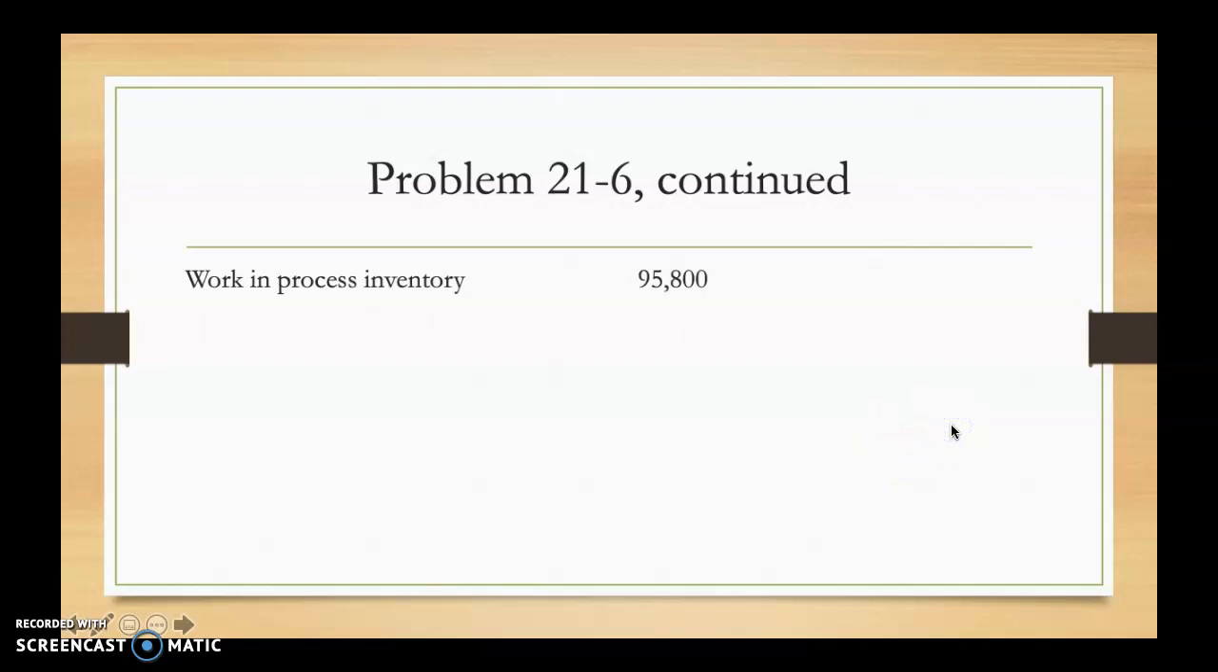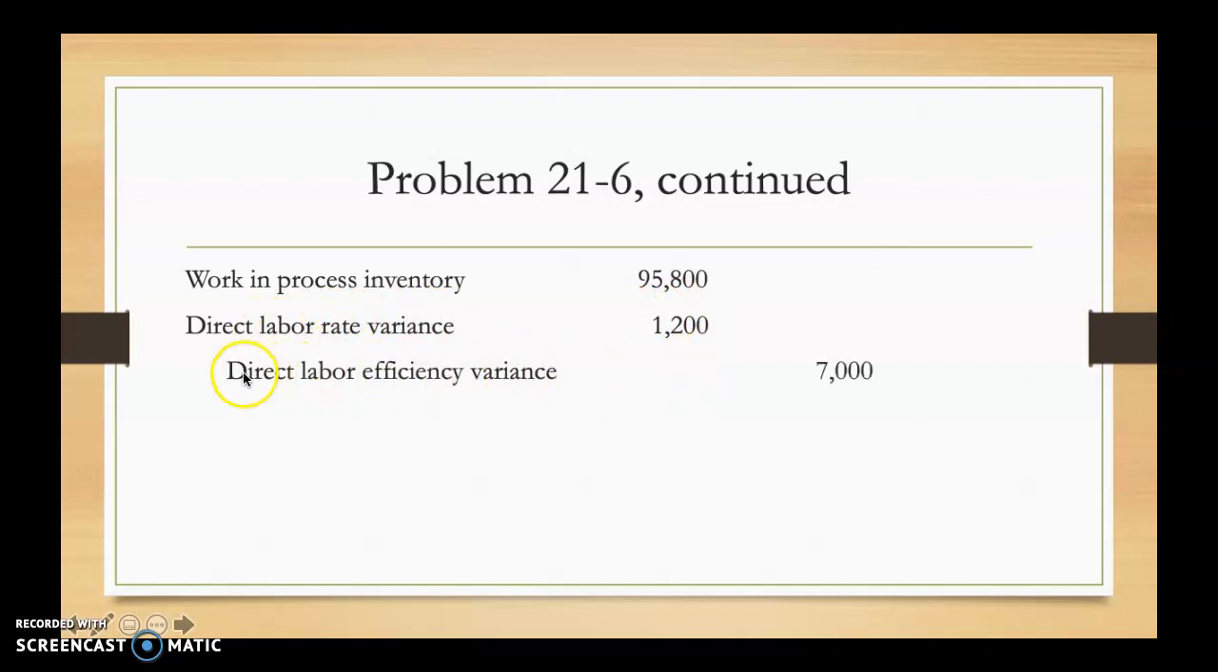For the second journal entry, we are going to record a debit to work in process inventory of $95,800. I will explain how we got to this number in a second. Then we are going to record the direct labor rate variance, which is unfavorable for $1,200 as a debit, and then the direct labor efficiency variance of $7,000 as a credit, as that is a favorable variance.